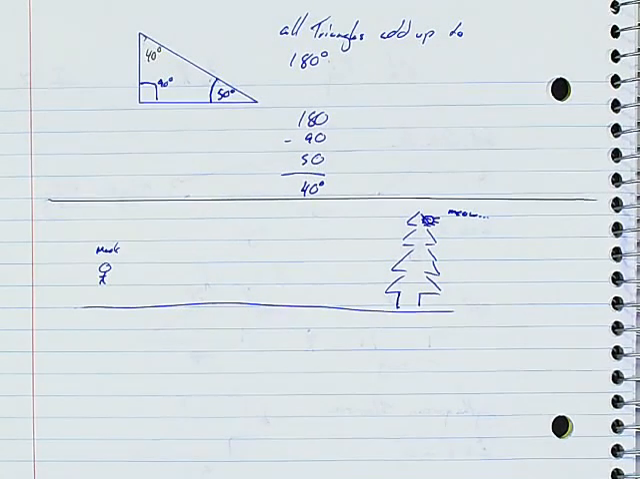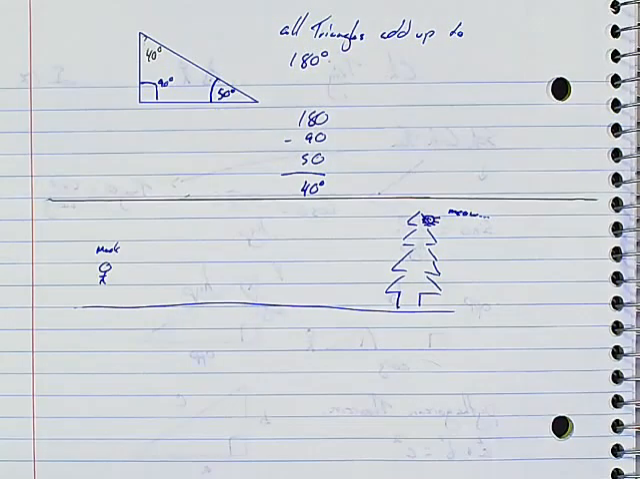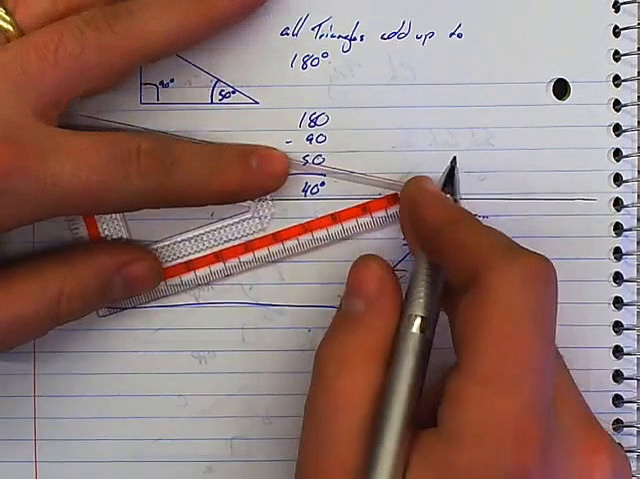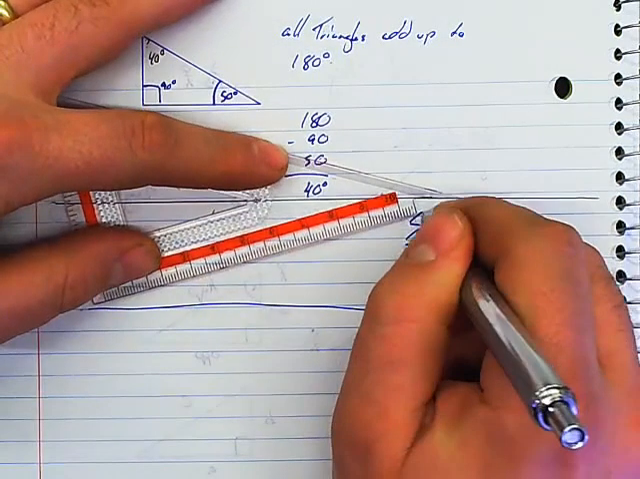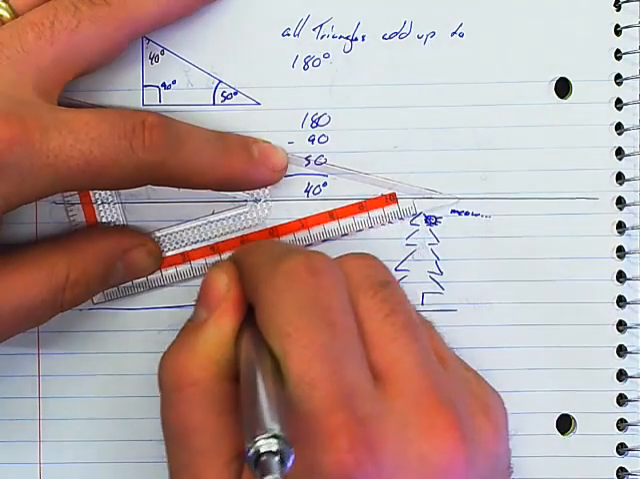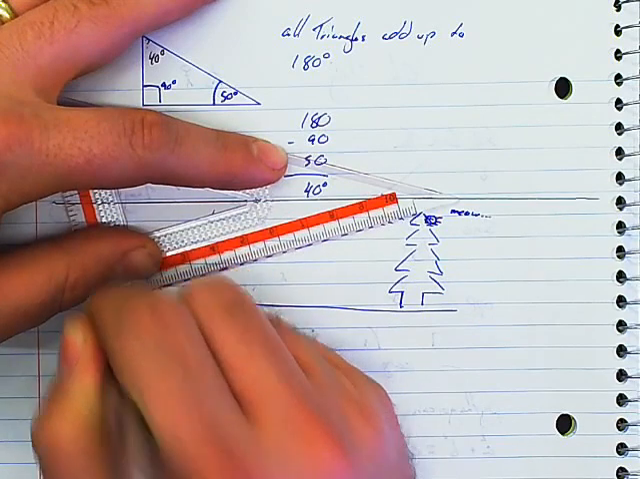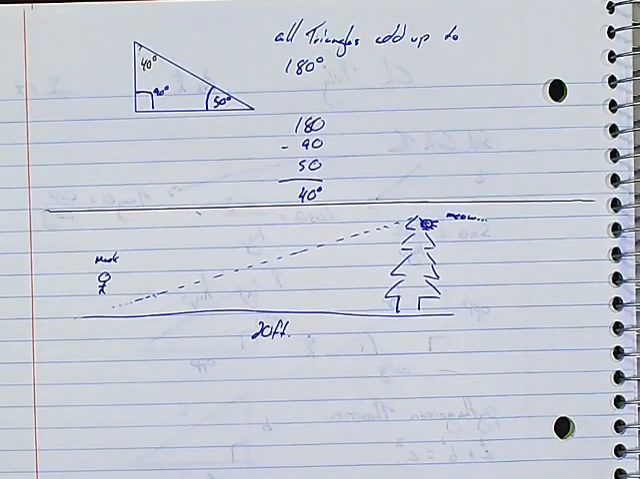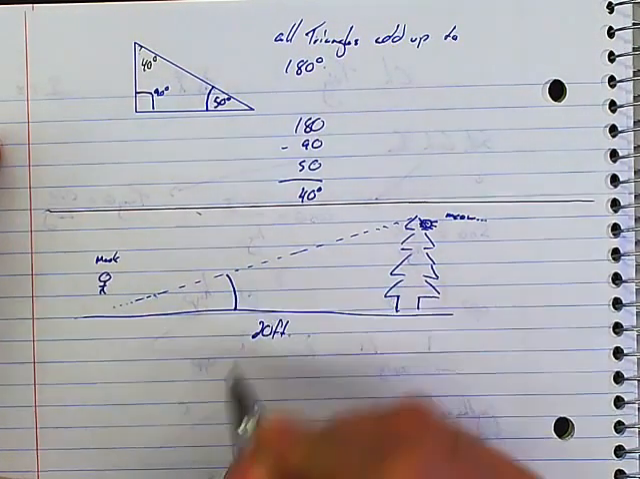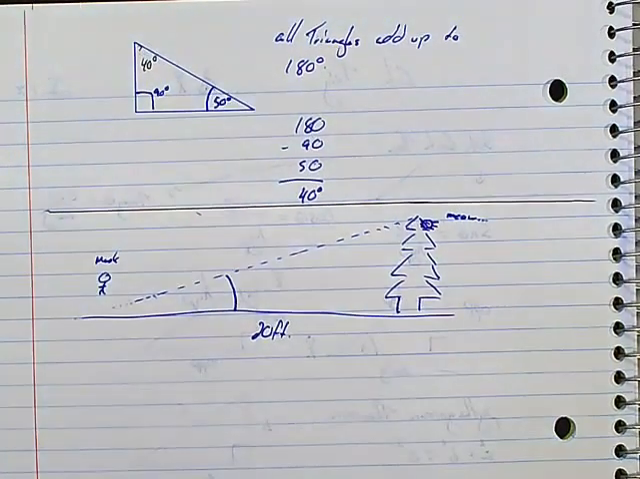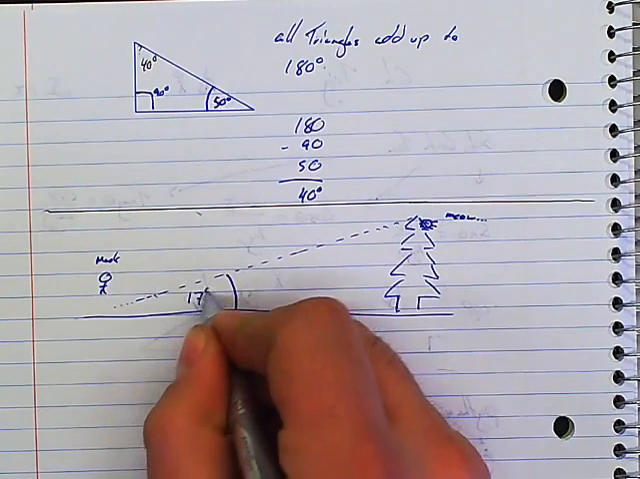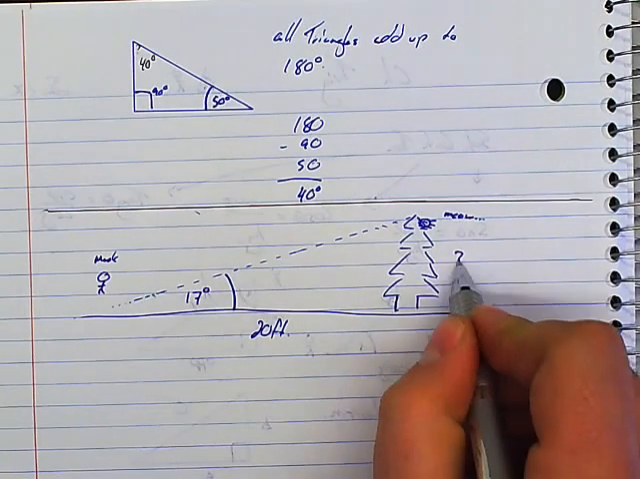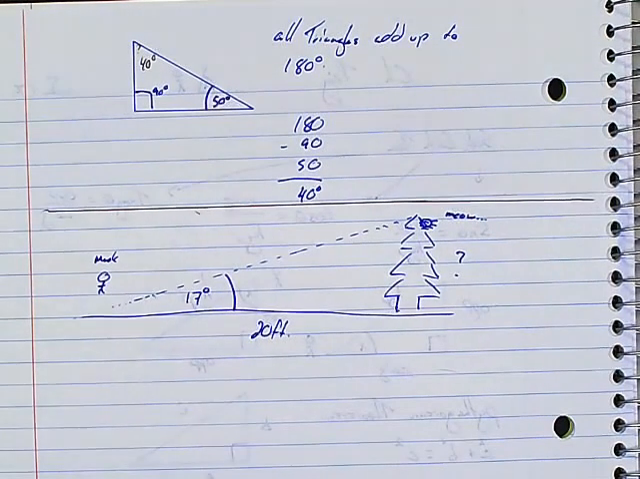He has to figure out how to get his cat out. More or less, he wants to figure out how tall this tree is. He knows that he is going to be standing exactly 20 feet away from this tree. And because he's got a cool little app on his phone, he can figure out exactly the angle from the ground to the top of the tree is exactly 17 degrees. We're going to figure out how tall this tree is.